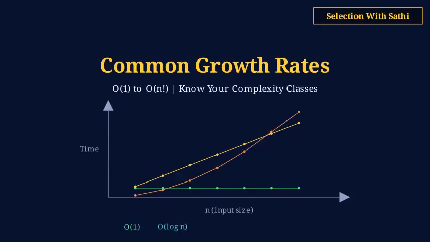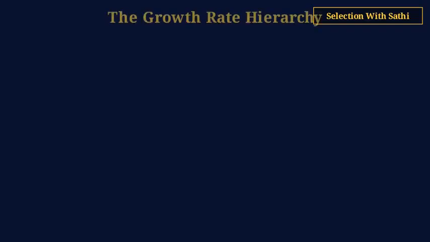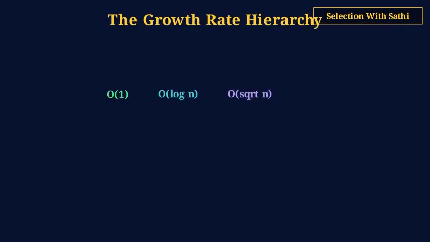Today we are going to explore common growth rates, the fundamental language we use to describe how fast algorithms run. Whether you are preparing for GATE CSE, placement interviews, or competitive programming, understanding these growth rates is non-negotiable. We will walk through the complete hierarchy from O of 1 all the way to O of n factorial, see operation counts for different input sizes, and build your intuition for which algorithms are practical and which are not. Let's get started. Let us begin with the complete growth rate hierarchy.